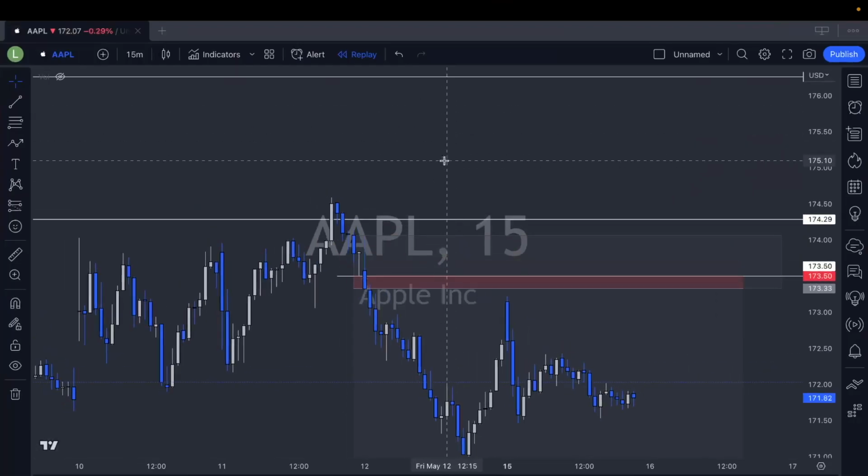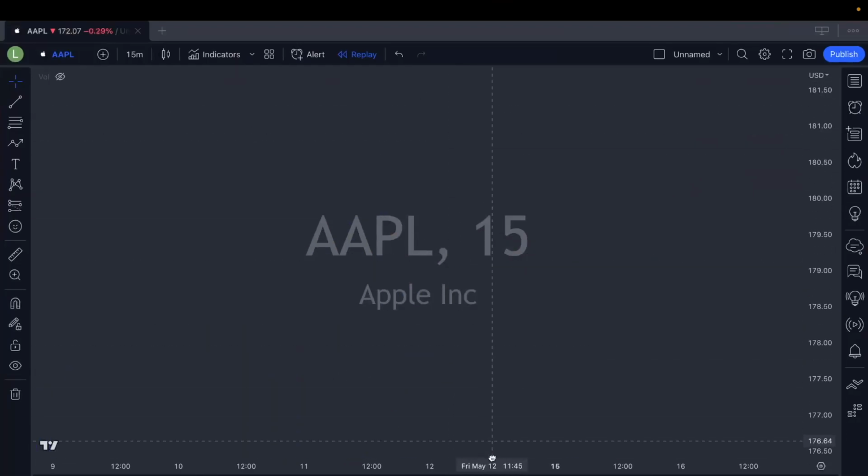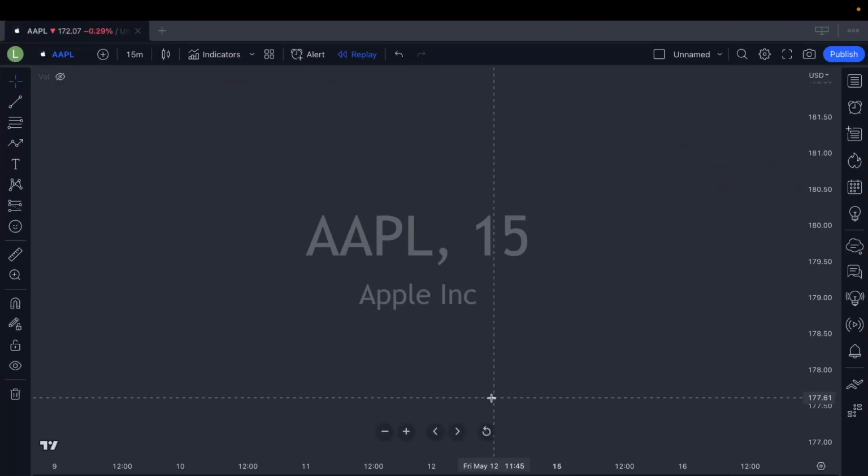Alright, you guys. Today I want to cover a breaker structure and how you would play it or use it in confluence with your trading. So this is actually super simple.